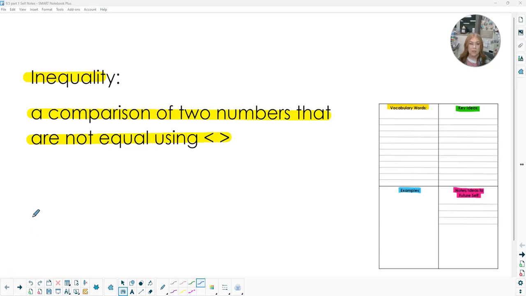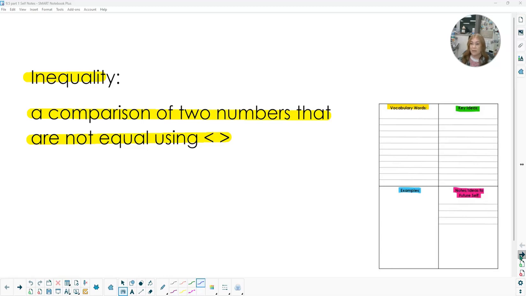We are going to work on inequalities for 9.5 part 1. We're going to work on writing them. So this is a word we have heard before, inequality. We know that means not equal. So an inequality is comparing two numbers that are not equal, and it uses the greater than and less than symbols. So they are not equal to each other.